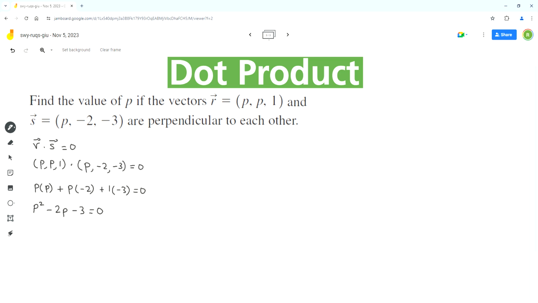And for that, we can use the factoring method. So we can factor this quadratic equation and we can use the sum and product rule. So we have to find two numbers whose sum is -2, the coefficient of the P term, and the product is -3. So the two numbers whose sum is -2 and product is -3 are -3 and 1. Now we can use these numbers to write this equation in factored form.